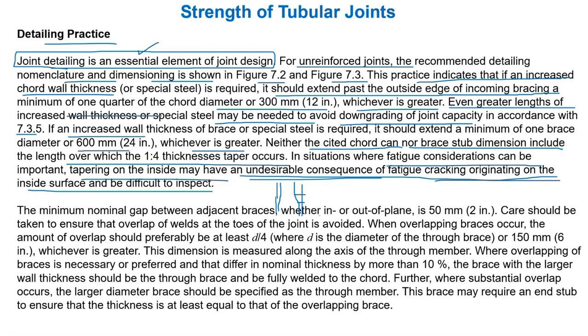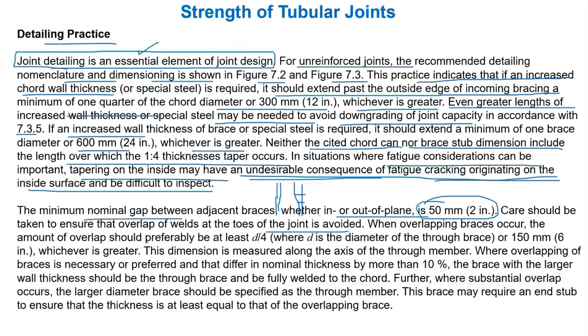The minimum nominal gap between the adjacent braces, whether in plane or out of plane, is 50 mm. Care should be taken to ensure that overlap of welds at the toes of the joint is avoided. So we try to avoid this kind of overlapping, because overlapping is not preferably used.